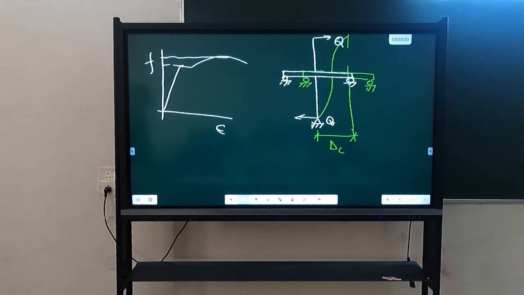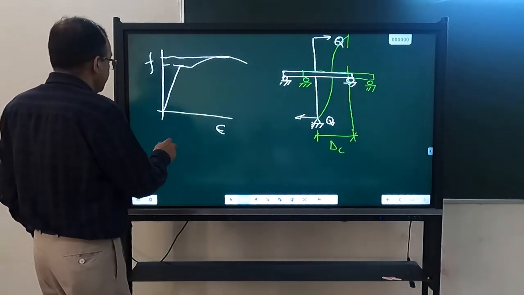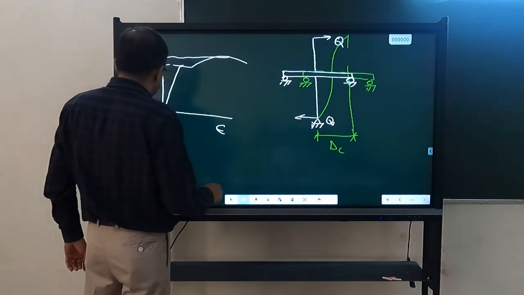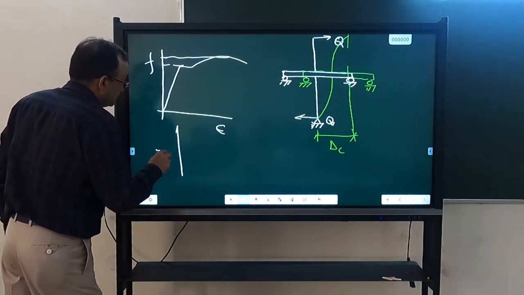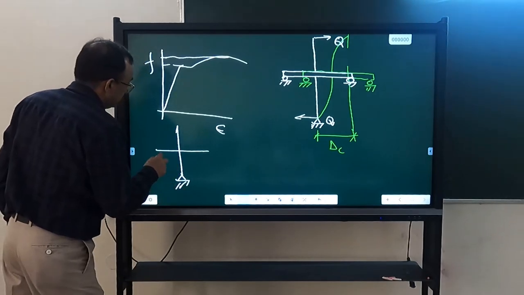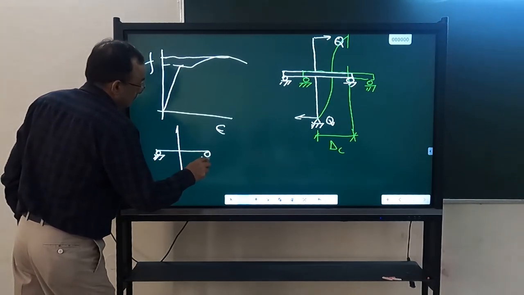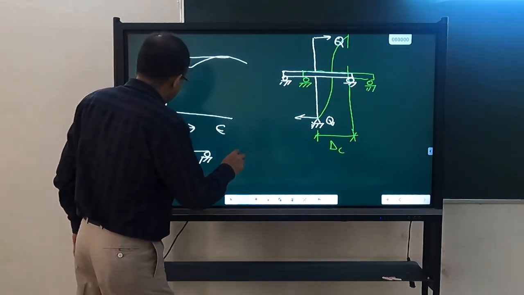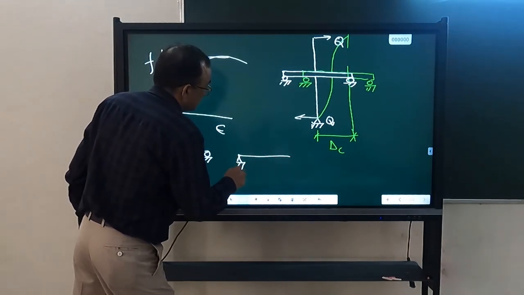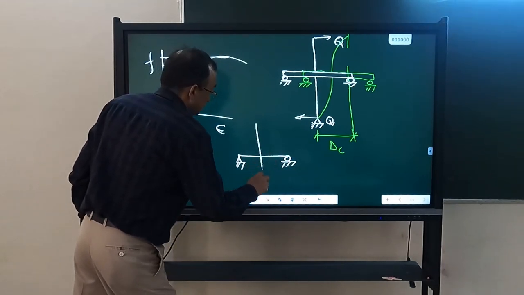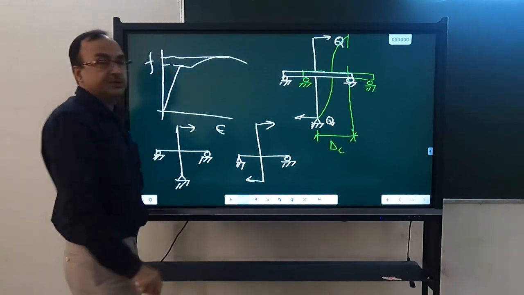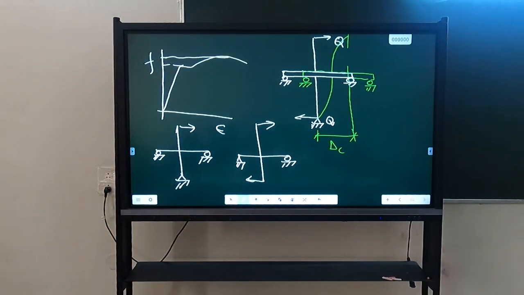Yes. How did you know that we have to change the support condition from this to this? We put this support here, restrained this, and then tilted it. Okay, so the question is, how can we say that this situation is similar to this situation? Now that's what your question is, how these two are similar.